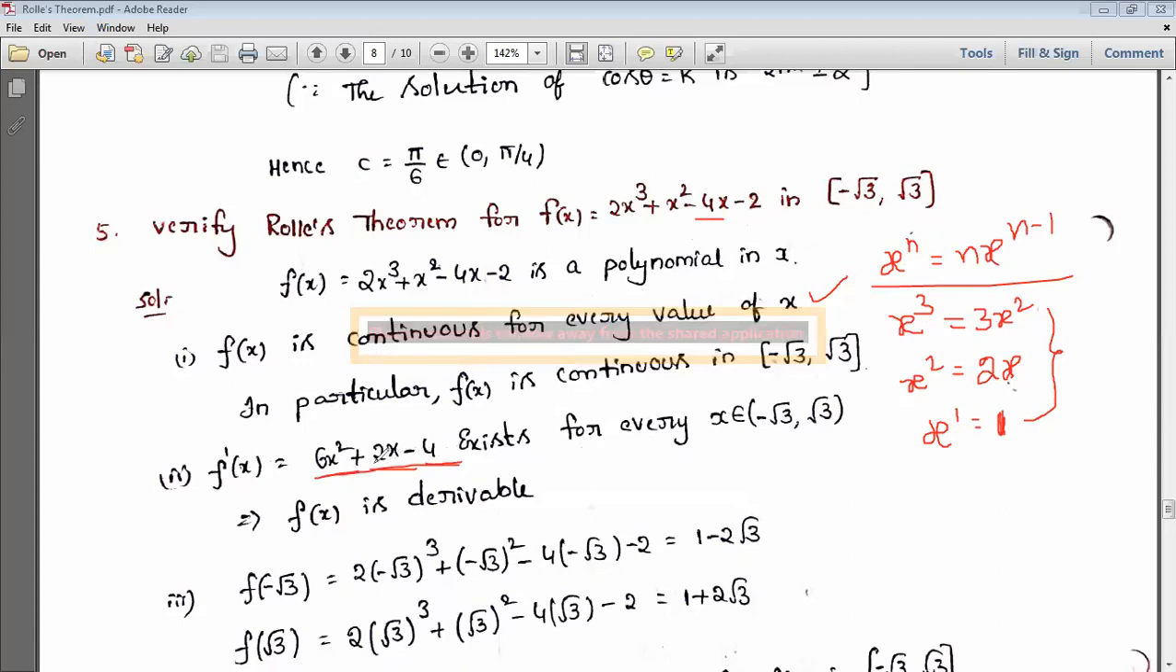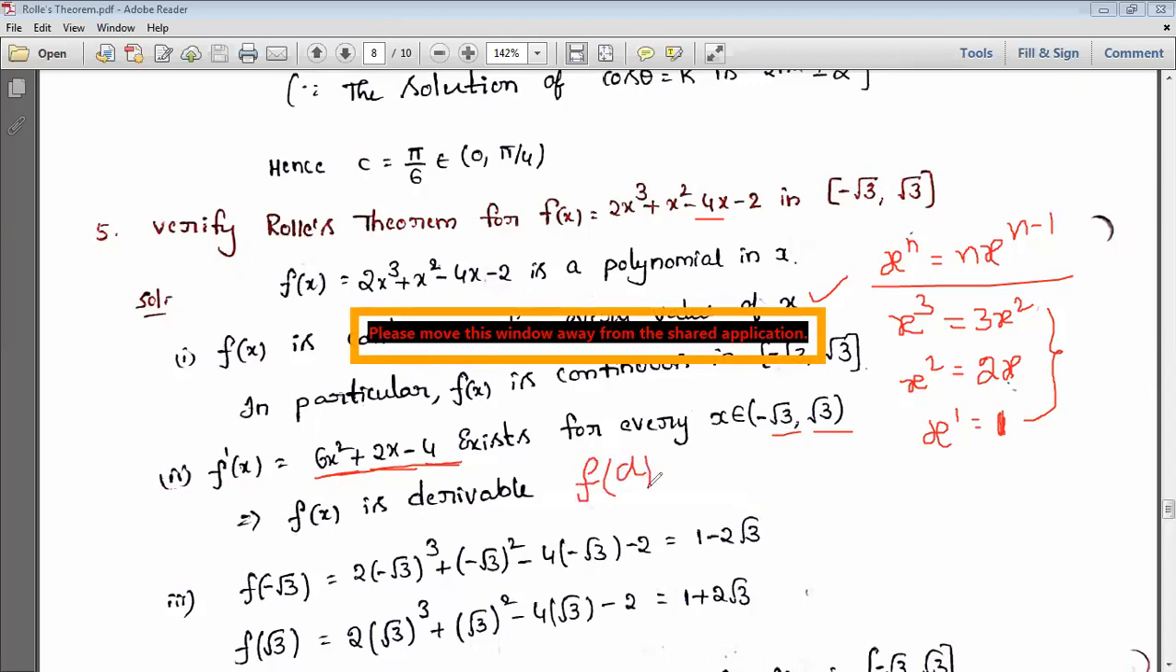This is the derivative. And in this also, you can substitute any value between minus root 3 to plus root 3, and we get a finite value. Simply we can say that f dash of x exists and f of x is derivable. And now coming to the third condition. What is the third condition? We need to check whether f of a is equal to f of b or not.